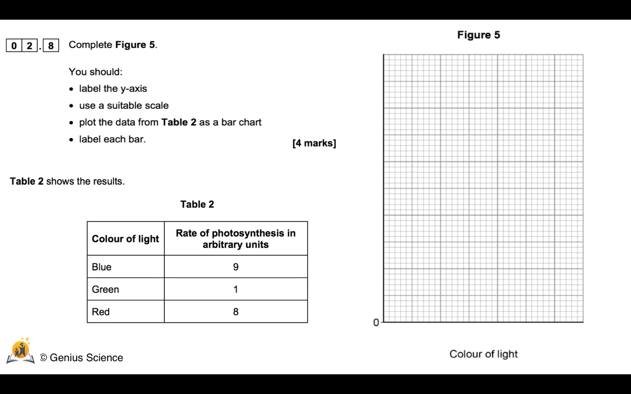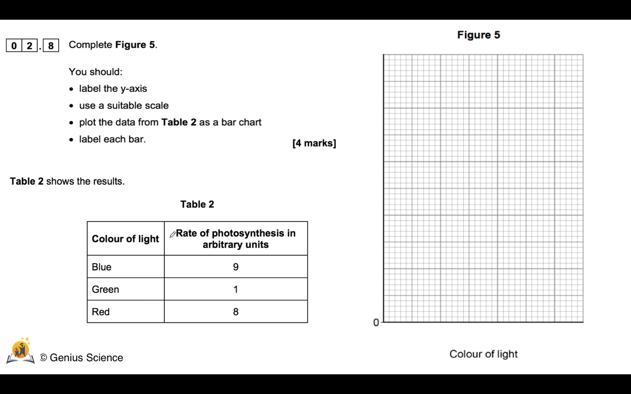Now we've got a graph question for 2.8. And we've got to complete the graph, which is figure 5. And there's a nice checklist here, 1 mark per bullet point. So we've got to label the y-axis with a suitable scale, plot the data from table 2 as a bar chart. So this is the data from the experiment with the different colors of light and the rate of photosynthesis. And then we have to label each bar. So let's go through step by step.